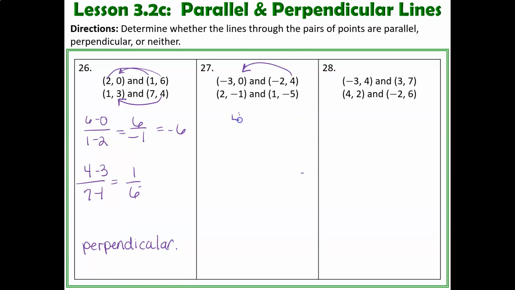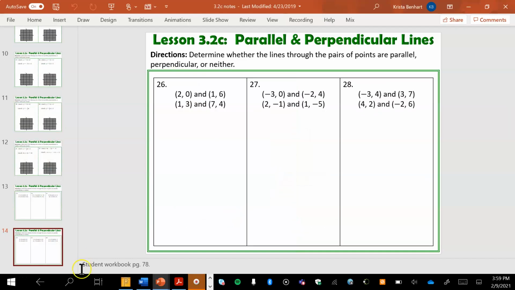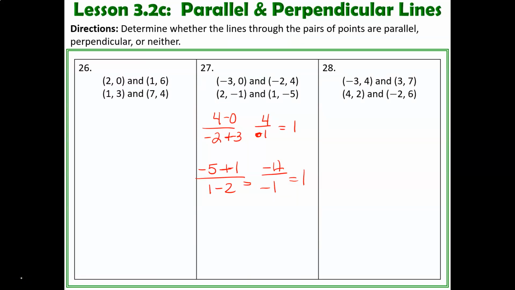Here I have 4 minus 0 over negative 2 minus negative 3, which gives me 4 over 1. The second one is negative 5 minus negative 1 over 1 minus 2, which gives me negative 4 over negative 1. Oh my goodness. Positive 4, positive 4. So these are parallel.